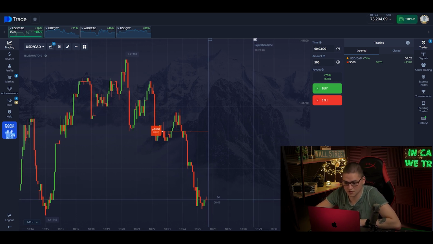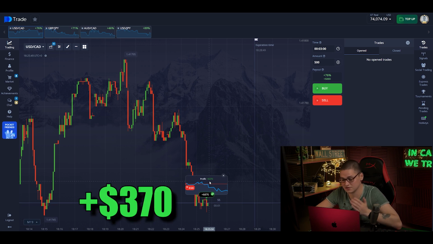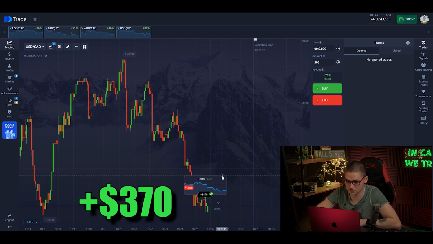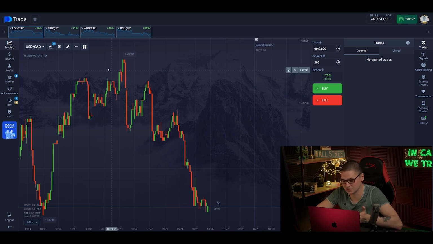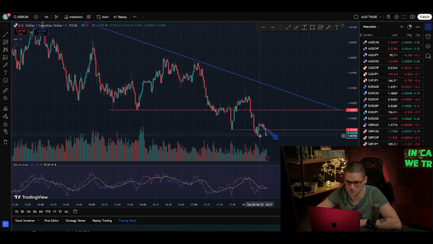In the meantime, our position is closing in the green. The price really did go down and moved in the direction we expected, which brought us a profit of $370. Let's go back to the terminal and see how everything unfolded. Indeed, the price has broken the previous lows, but it seems like it doesn't have enough energy for further declines.